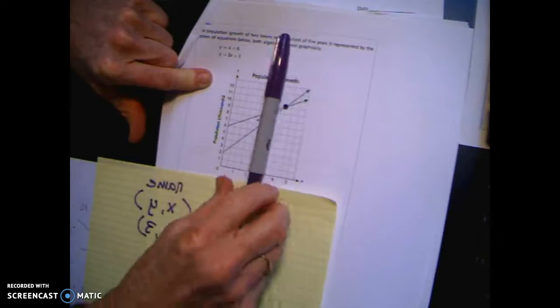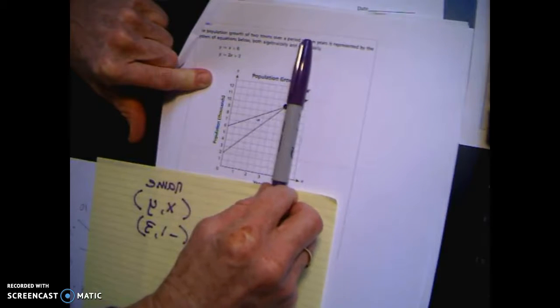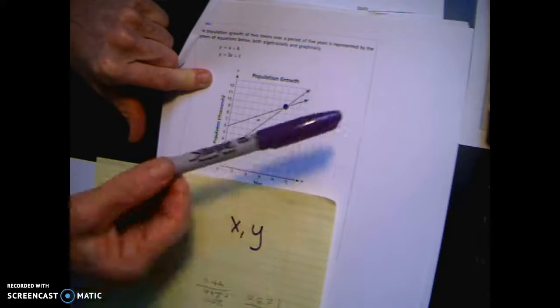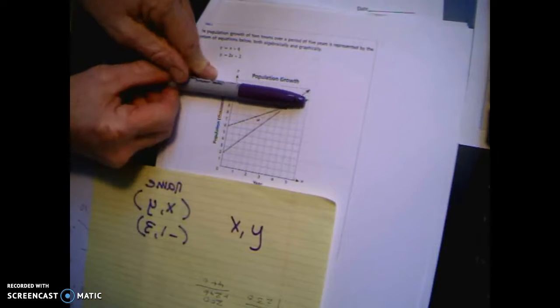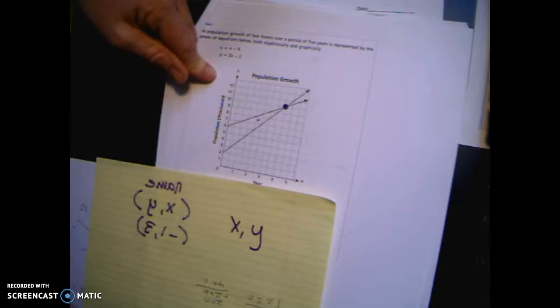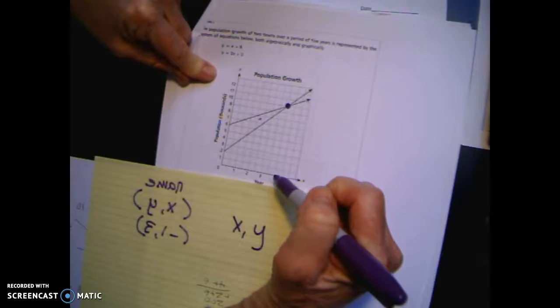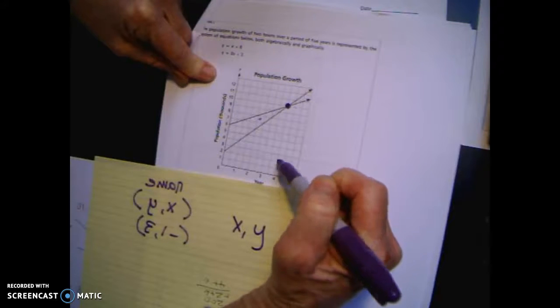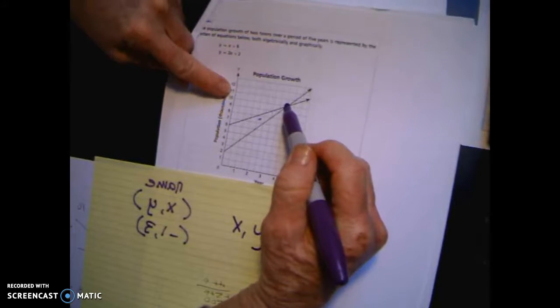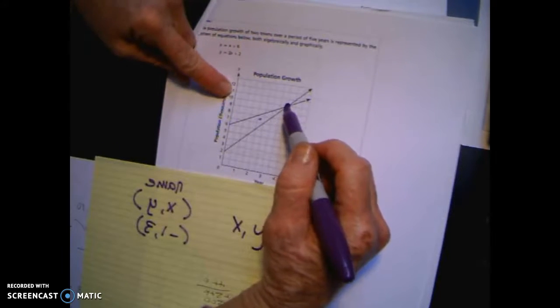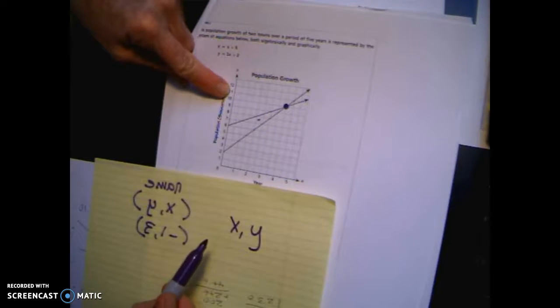My x is first, so I look directly down and find my x value, and then I look across and find my y value, which is right here, and that is the solution point. Basically, the solution point is going to tell me that in year 4 I had 10,000 people, so it's the two lines of the population growth where both lines meet.